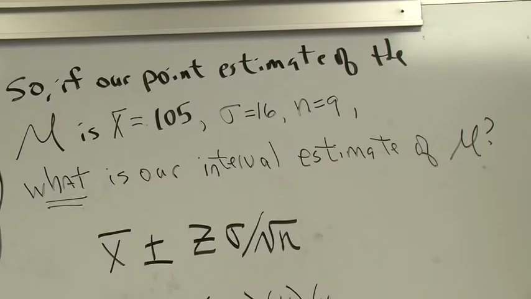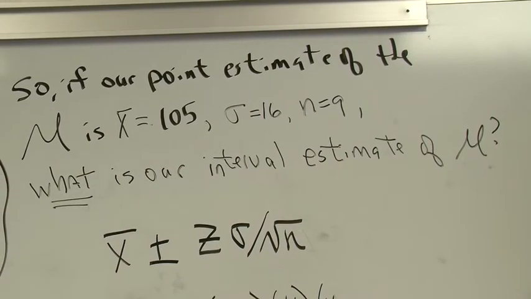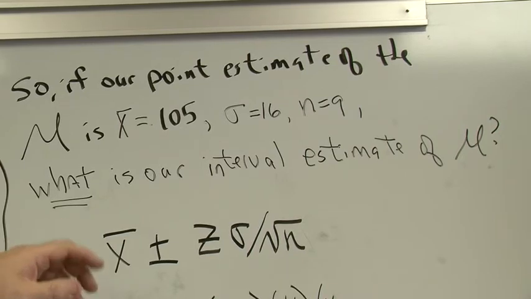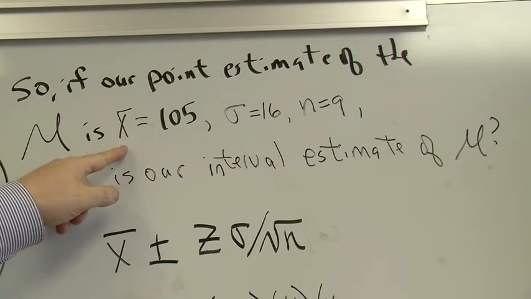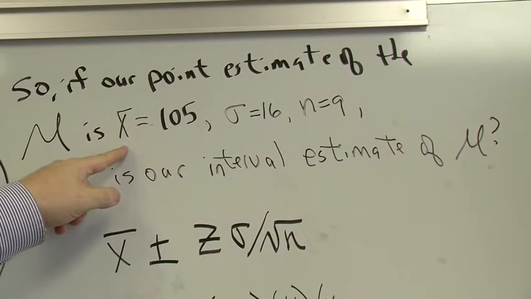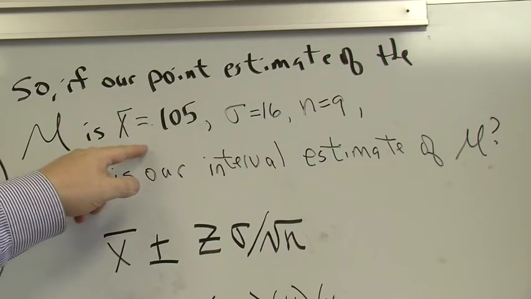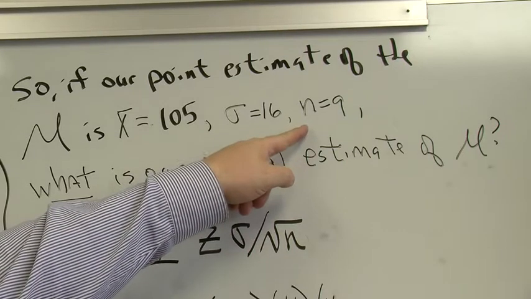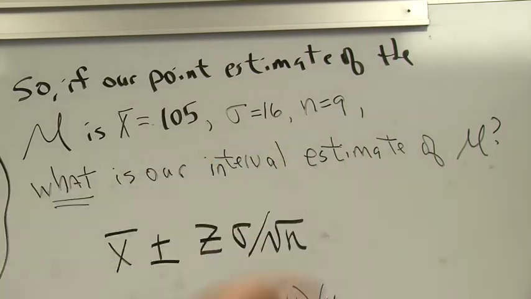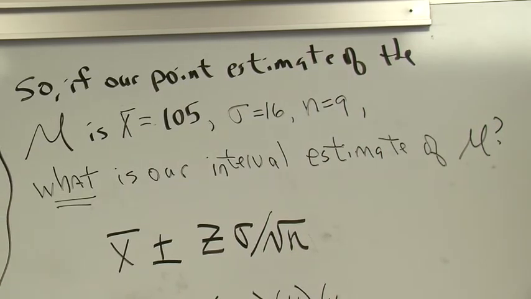Okay, now if you recall in the previous video, we dealt with the situation where we wanted to know the probability of a sample of people having an IQ of at least 105, given that the population mean is 100 and the population standard deviation is 16. And again, the sample size in the example I'm going to work with here is 9. So we asked the question, what is our interval estimate?